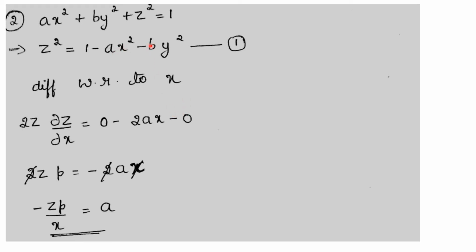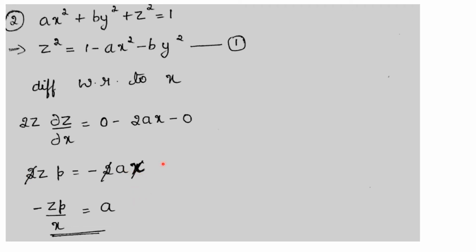Next, differentiation of by square with respect to x. This entire term is a constant, so with respect to x, this entire term will be 0. Now, what will remain in the RHS? Therefore, 0 minus 2ax is minus 2ax. Now, do the substitution according to step 1. Dou z by dou x is equal to p. So you get 2zp is equal to minus 2ax. So 2 will get cancelled on both sides, the LHS as well as the RHS.